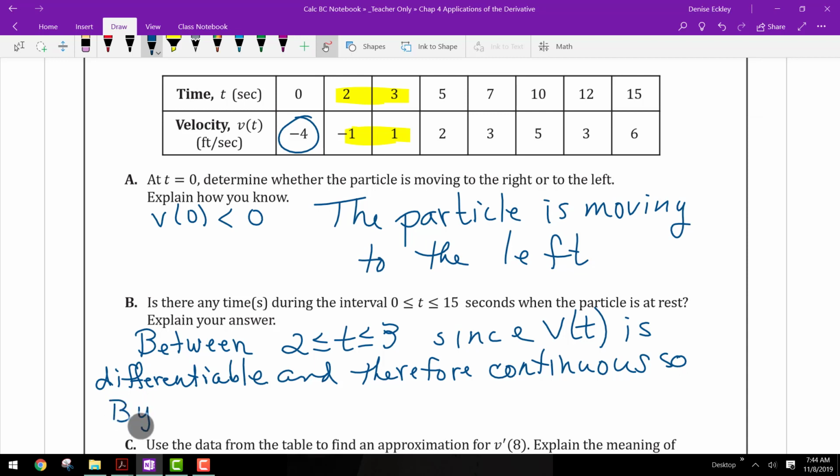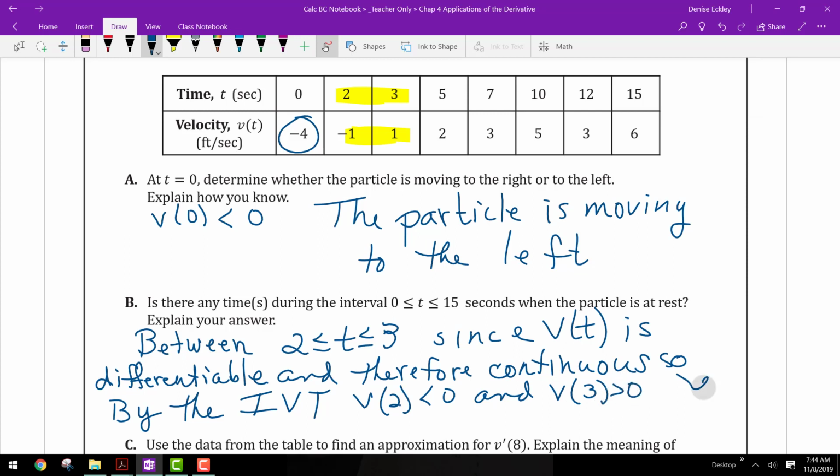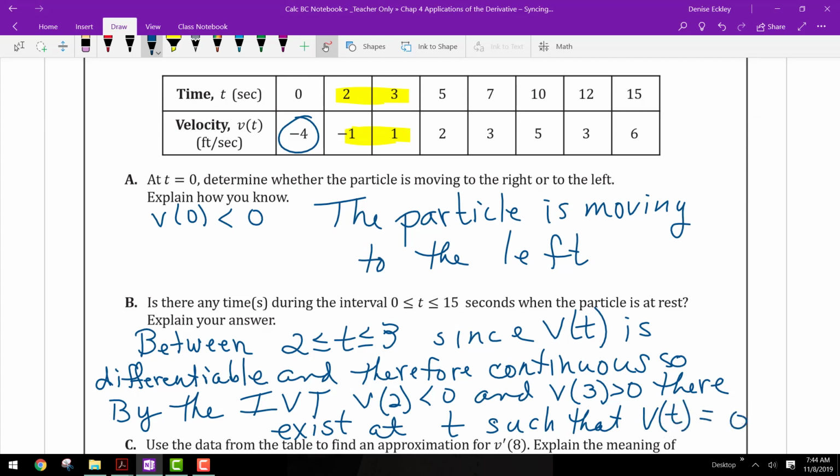So by the IVT, I knew you knew that was coming, v of 2 is less than 0, and v of 3 is greater than 0. There exists a t such that v of t equals 0. You always have to look for that.